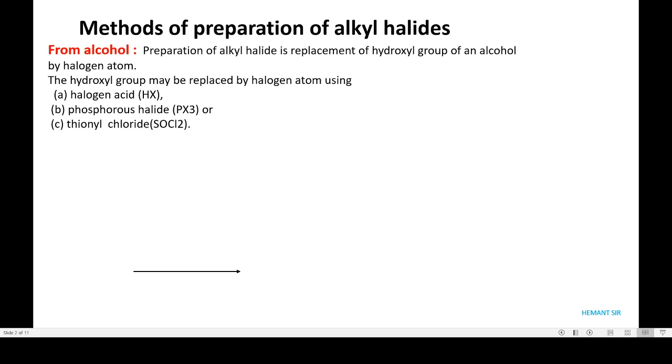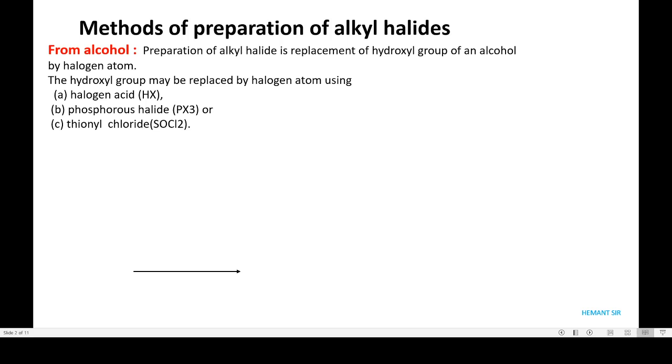Actually, it is a simple substitution type of reaction. Here, preparation of alkyl halide is a replacement of the hydroxyl group of an alcohol by a halogen atom. Hydroxyl group may be replaced by the halogen atom using halogen acid, phosphorus halide. It may be PX3 or PX5. Then third, thionyl chloride, SOCl2 is the formula.